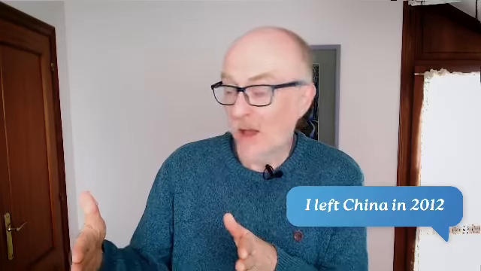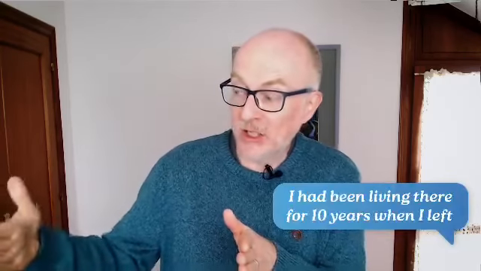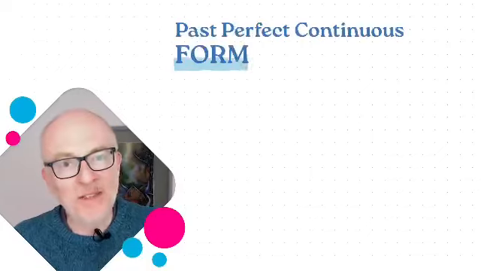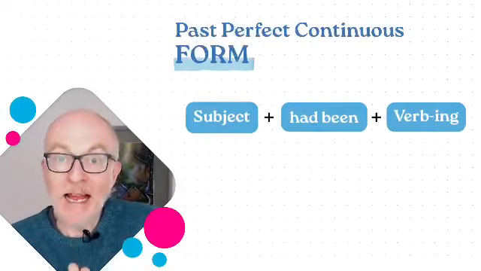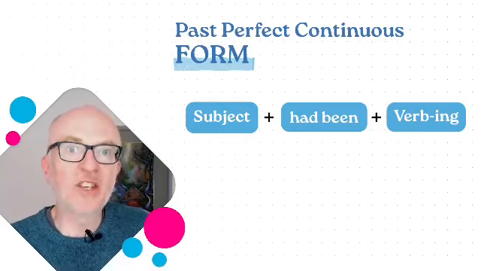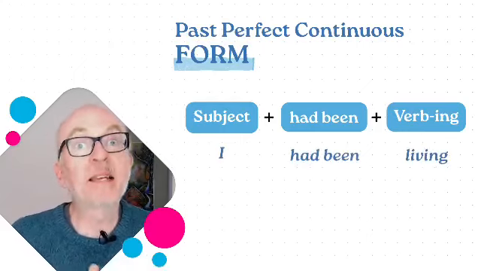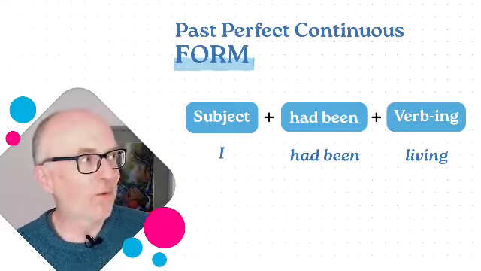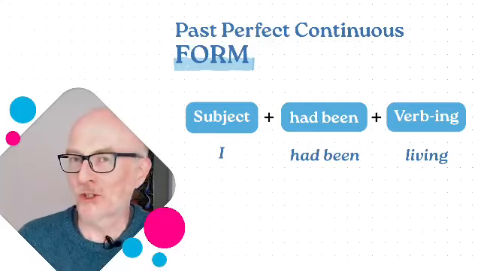I moved, true story, I moved to China in 2002. I left China in 2012. I had been living in China for 10 years when I left. The form of this is subject plus had been plus the verb in the gerund. I had been living in China for 10 years. Wow, 10 years. Gosh. That's it for the past.